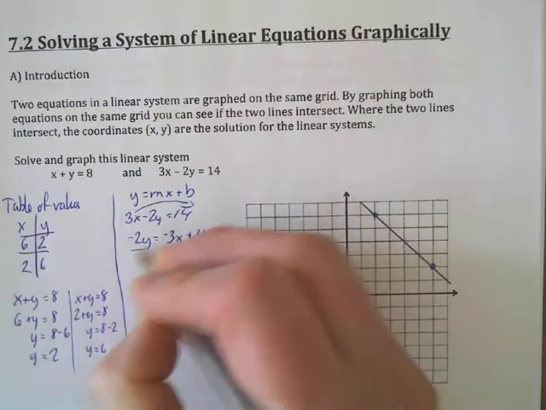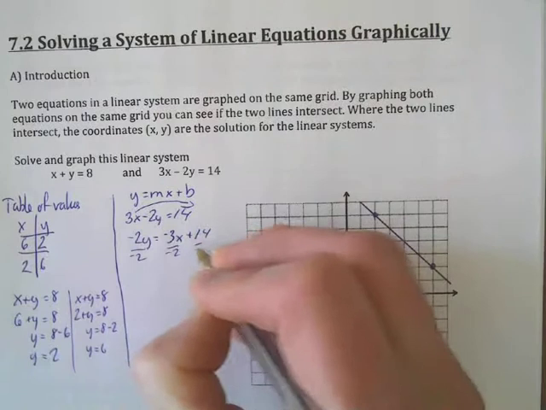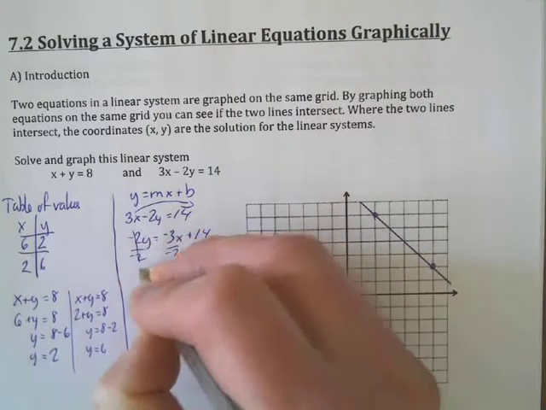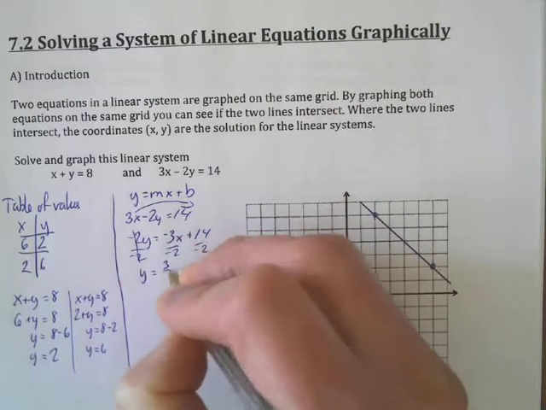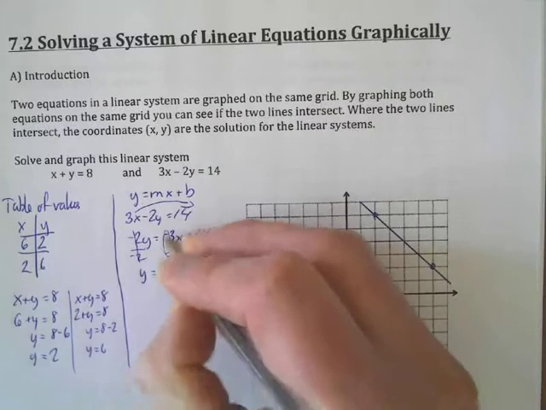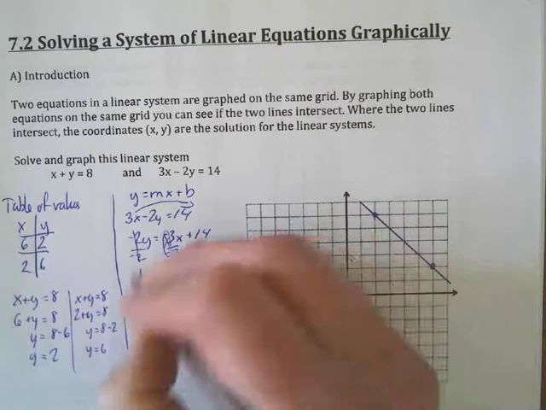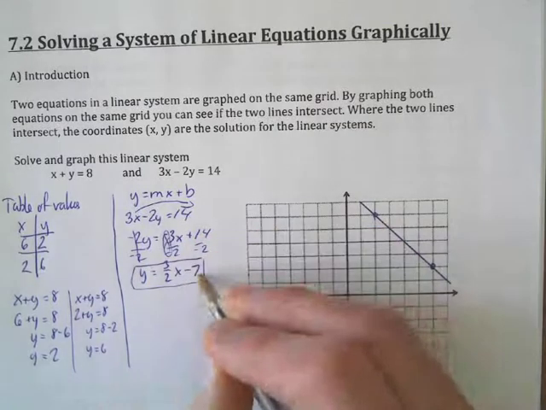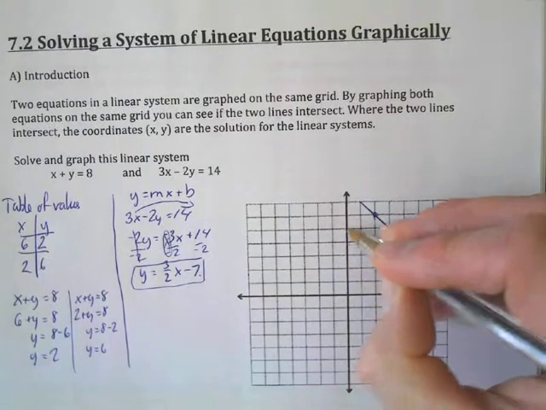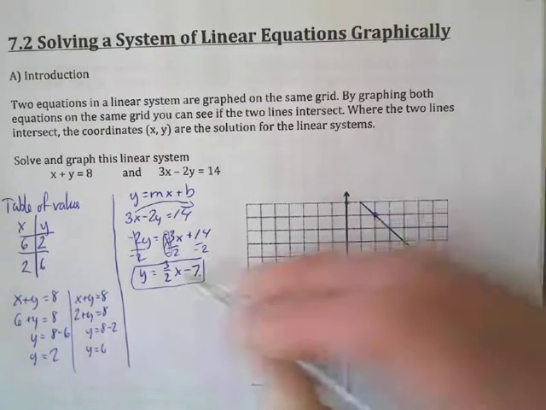I'm going to divide by negative 2. What I do to one side, I must do to the other side. Cancel out. y is equal to 3 over 2 x. Once again, these will cancel out, and 14 divided by negative 2 is negative 7. That's my y-intercept. So 1, 2, 3, 4, 5, 6, 7. And my slope is 3 over 2.